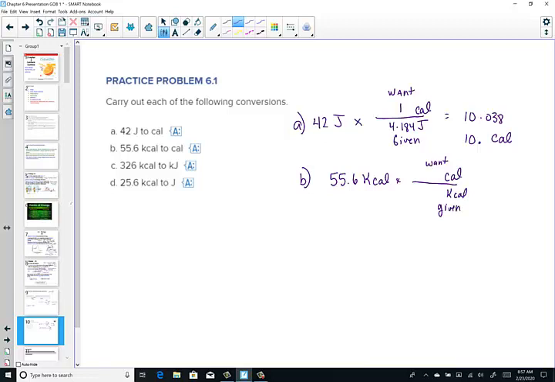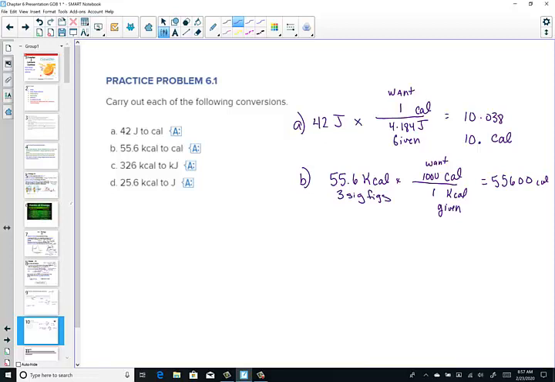So I think about want over given. It takes 1,000 calories to equate to 1 kcal, so we're moving our decimal place 3 spots over. So when I write that out, 55600. Now I think about sig figs. This is the number of calories. I'm only allowed 3 sig figs in my final answer, and right now I have ambiguous zeros.